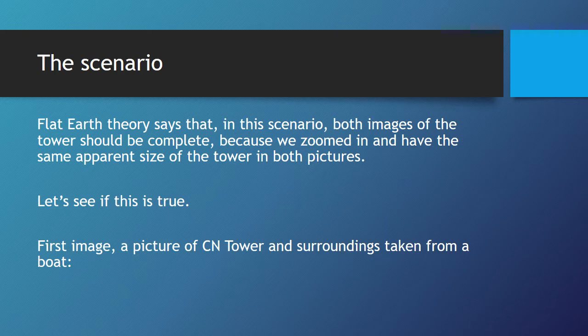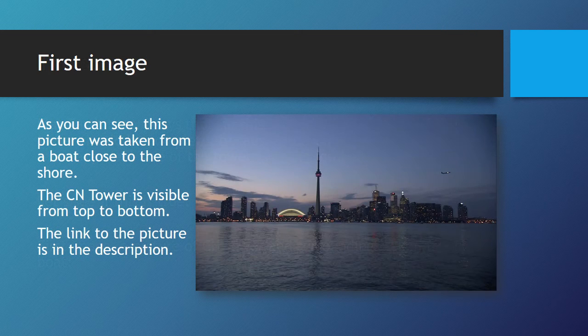First image, a picture of CN Tower and surroundings taken from a boat. As you can see, this picture was taken from a boat close to the shore. The CN Tower is visible from top to bottom. The link to the picture is in the description.